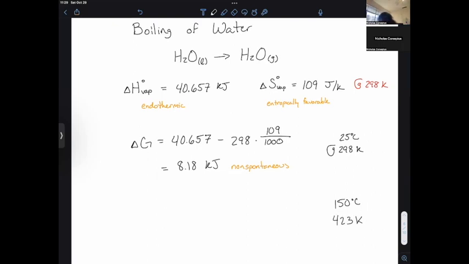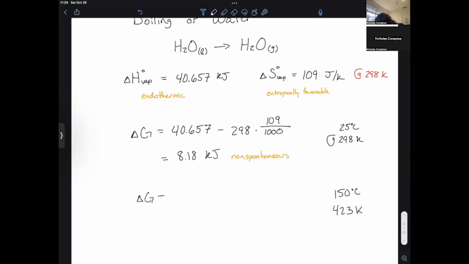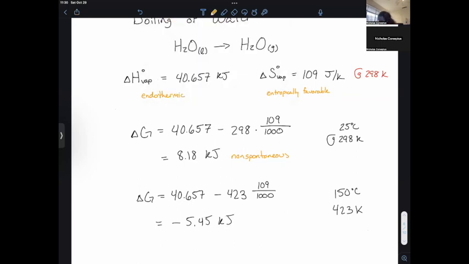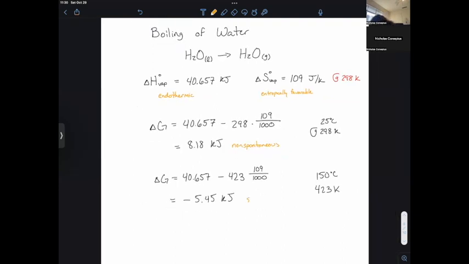423 Kelvin. So my delta G equals that same delta H minus now 423. And we see that my delta G is now negative 5.45 kilojoules. And so indeed, this reaction of the boiling of water will happen spontaneously at 150 degrees, which also checks out with what we know, right? Because now we're above that boiling point of water.